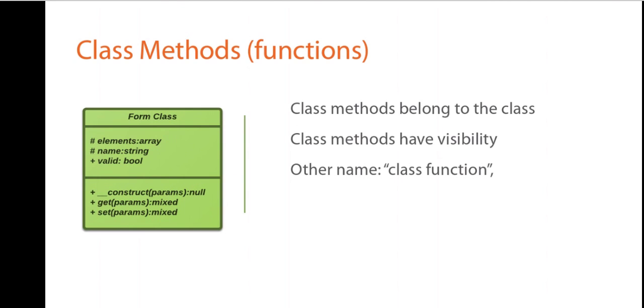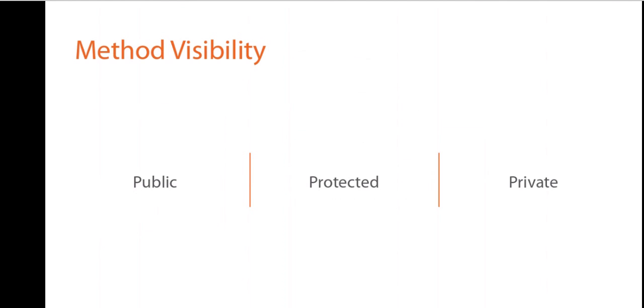As I mentioned earlier, the class function is also a term commonly used to refer to a class method. Methods can take parameters and have their own scope. So in a nutshell, they very much work just like a PHP function does that's encapsulated inside of a class. Methods do have visibility, very much like class properties, public, protected, and private.